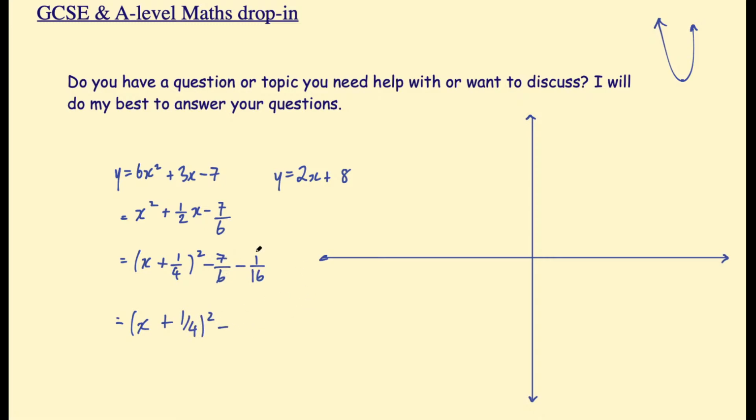So now I want to combine these fractions. 7 on 6 take 1/16. That's kind of horrible. A common factor between the lowest common multiple of 6 and 16, I believe, is just 96, I think. Unless there's a lower one. I don't think there's a lower one.